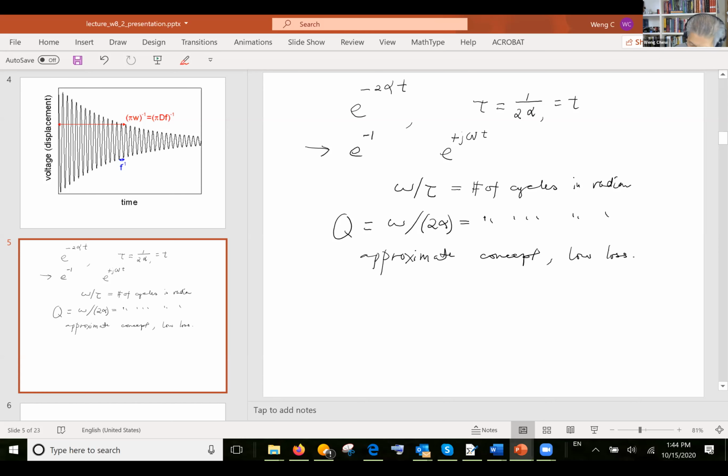Q is a measure of how many cycles the signal can oscillate before the energy decays to 1 over e of its original value. That time is given by 1 over 2 alpha. And with that time, if the signal is oscillating with a frequency of omega radians per second, this is the number of cycles in radian before the signal decays to that value. Any questions about what the concept of Q is?